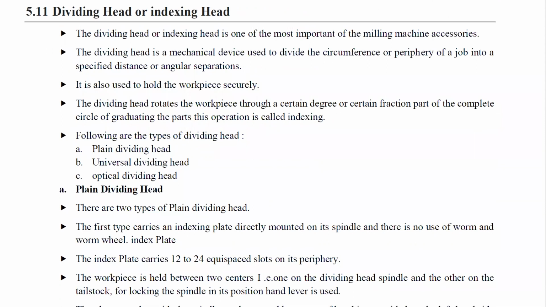So our next topic is the dividing head or indexing head. The dividing head or indexing head is one of the most important milling machine accessories. The dividing head is a mechanical device used to divide the circumference or periphery of a job into specified distances or angular separations. It is also used to hold the workpiece securely. The dividing head rotates the workpiece through a certain degree or a certain fraction of the complete circle of graduating part. This operation is called indexing.